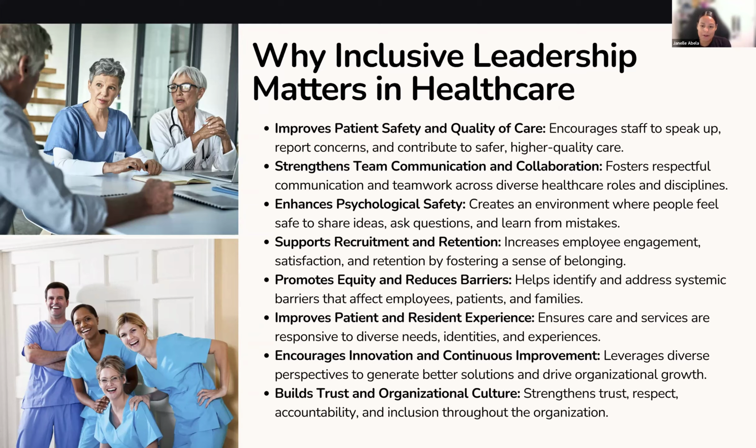We promote equity and reduce barriers because people are supporting that identification process. And the barriers could affect anyone from an employee to a patient to family members, and those barriers can be identified and we can reduce those. It improves the experience of people because they are getting care and services that are responsive to their needs. We're encouraging innovation and continued improvement because we're constantly looking at how we're developing our skills and the way that we're engaging with each other. And we're building trust and organizational culture because we're giving people the opportunity to contribute and we're showing them that their voice matters in this process. Inclusive leadership creates conditions where people are contributing their best work.